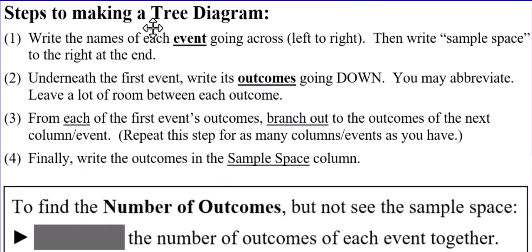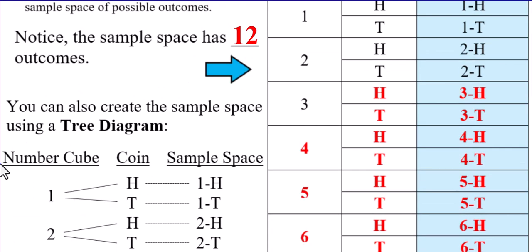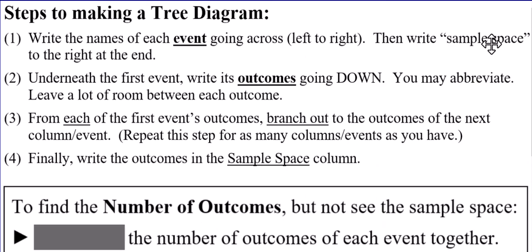The steps to making a tree diagram I have listed for you here at the top. The first step is to name the events going left to right. So that's what I did. We had the number cube, we had the coin, and then to the right of those, you're going to write sample space at the right end. Underneath the first event, you'll list the outcomes going down. You can abbreviate if needed.